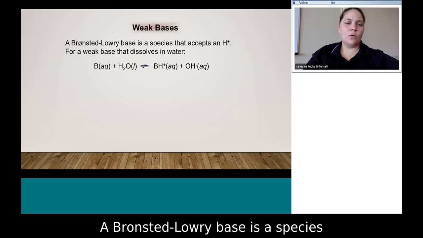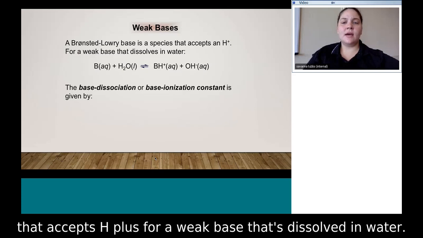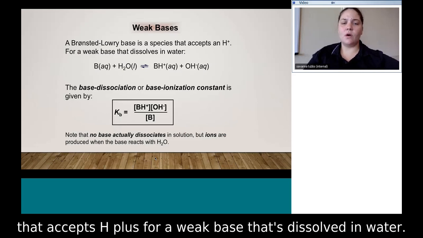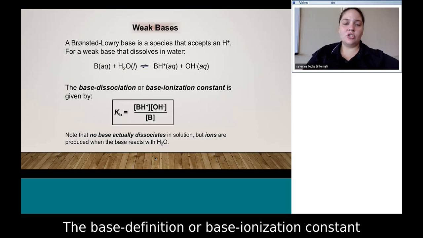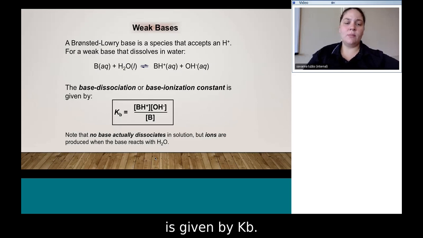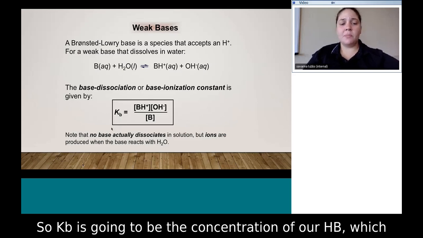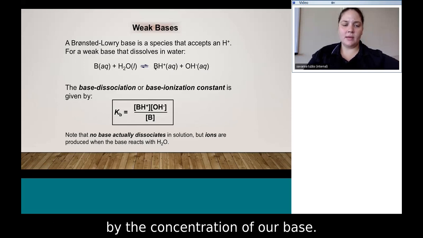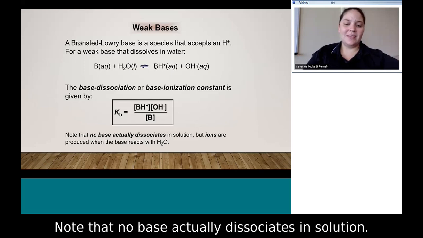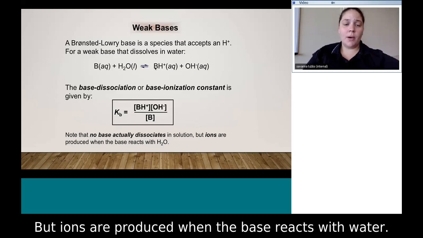Weak bases. A Bronsted-Lowry base is a species that accepts H+ for a weak base that dissolves in water. So this is kind of what we explained earlier. The base ionization constant is given by Kb. So Kb is going to be the concentration of our HB, which is one of our products, times the OH- divided by the concentration of our base. Note that no base actually dissociates in solution, but ions are produced when the base reacts with water.